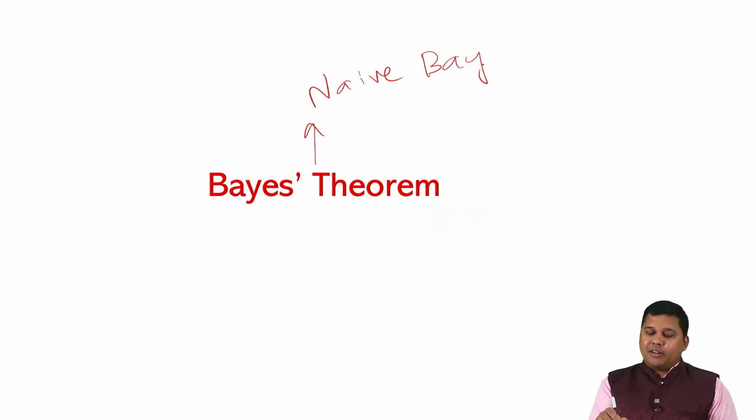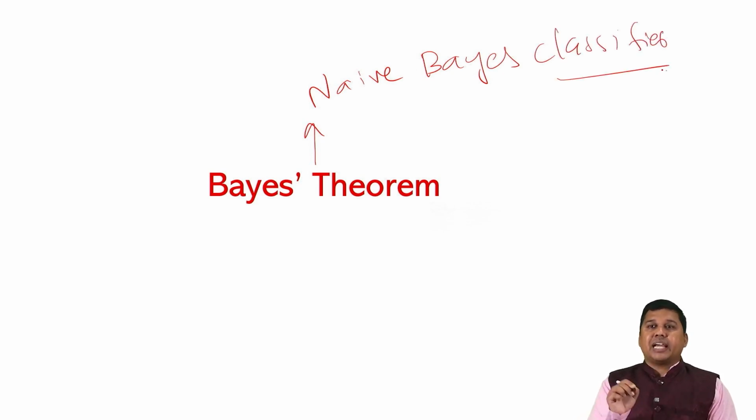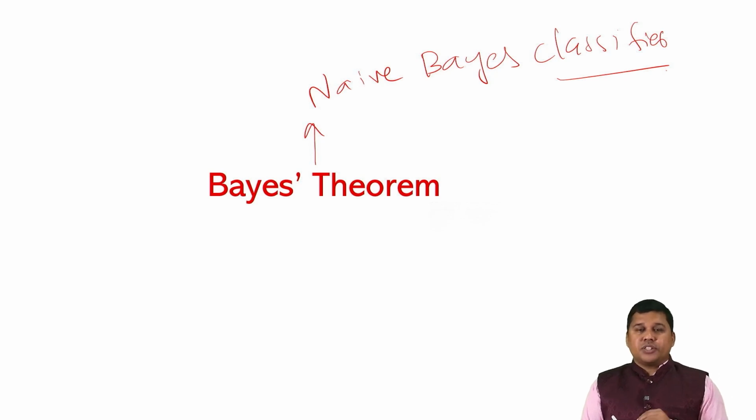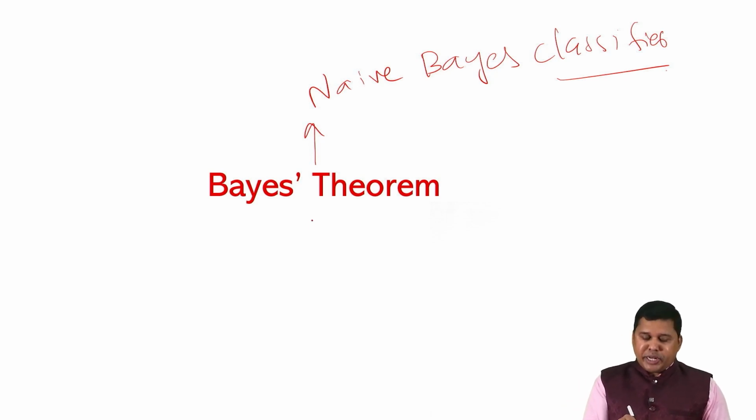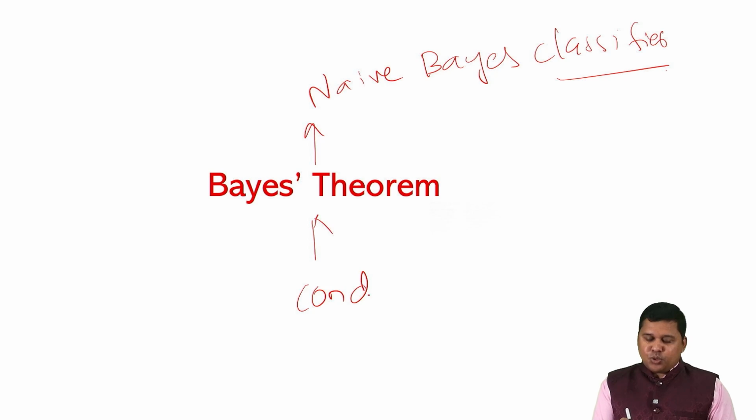We have a classification technique called naive Bayes. This is directly based on the Bayes theorem. So, there is a direct machine learning model called the naive Bayes classifier which uses Bayes theorem, and Bayes theorem again uses conditional probability.